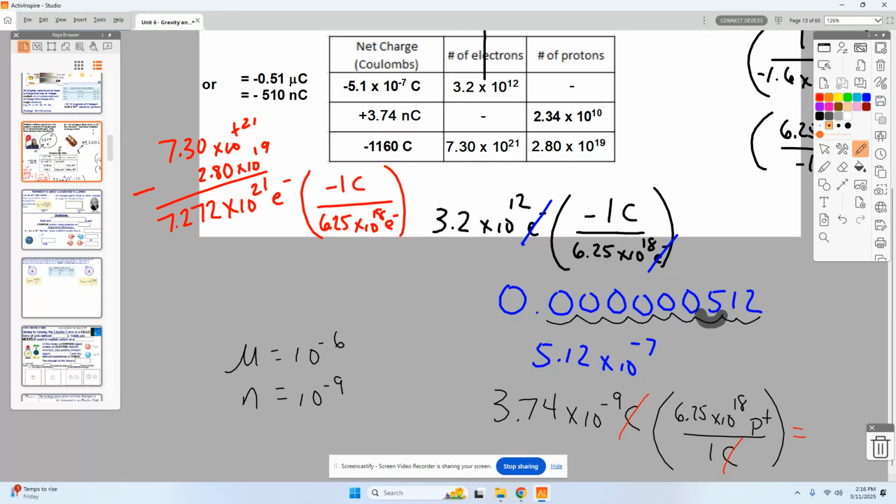Yeah, and I'm just rounding that to the closest 10, just because of the significant figures. Okay, and so you get negative 1160 coulombs.